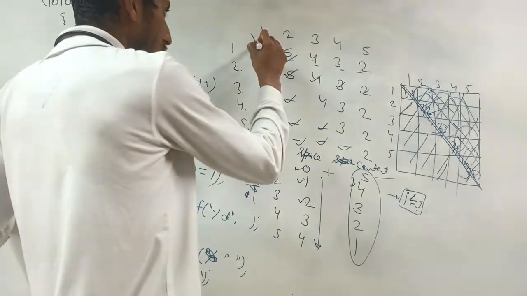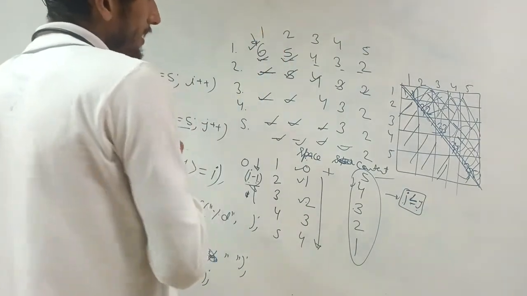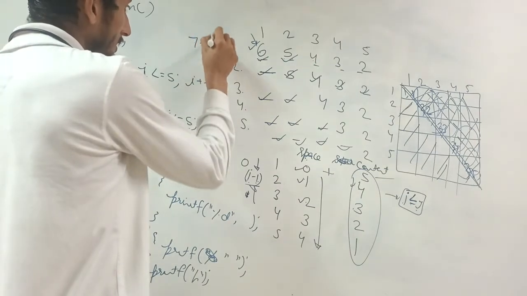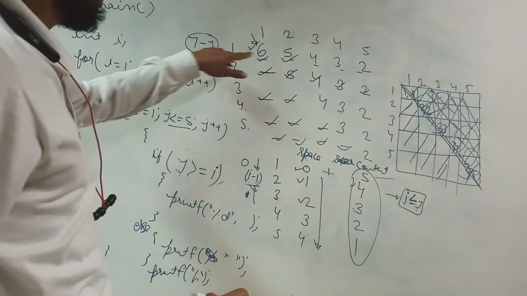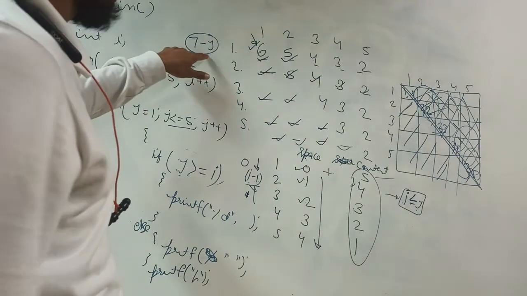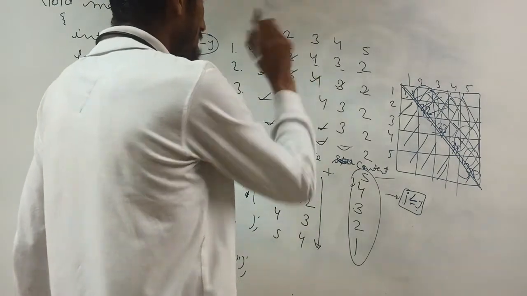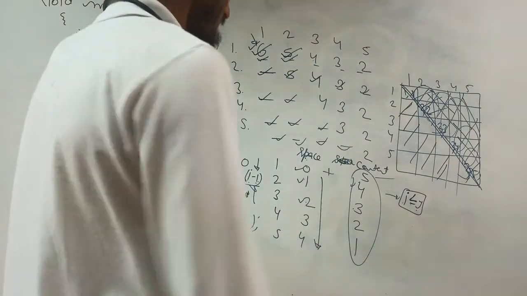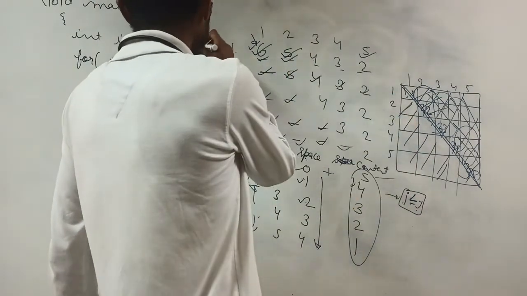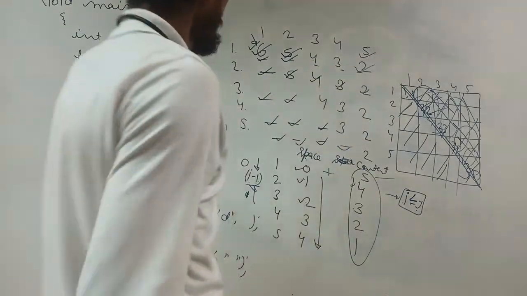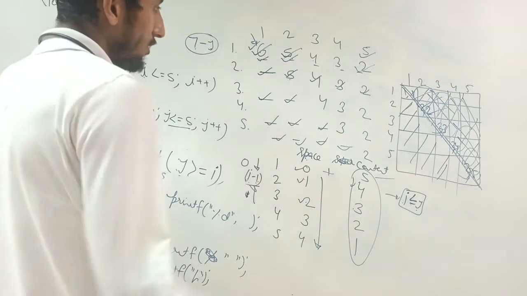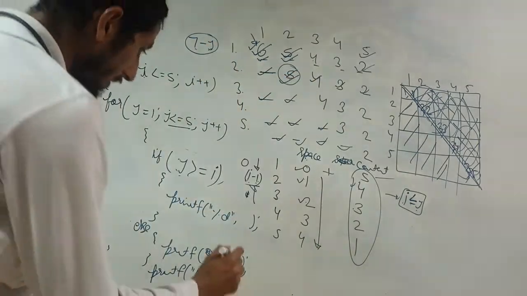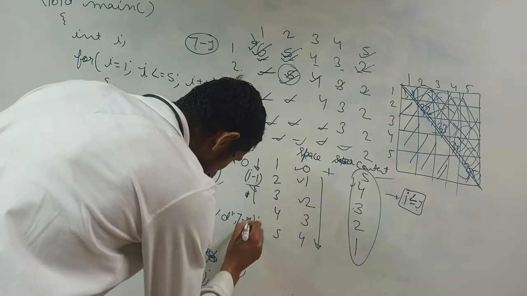So what we have to do? I have to build a logic for printing. How can we build that? If I write 7 minus j, what is the meaning of this? The value of j is 1, so 7 minus 1 becomes 6. The value of j is 2, 7 minus 2 becomes 5. And here the value of j is 5, 7 minus 5 becomes 2. You can check here also. The value of j becomes 2, so 7 minus 2 becomes 5. So what I have to print? I have to print 7 minus j.